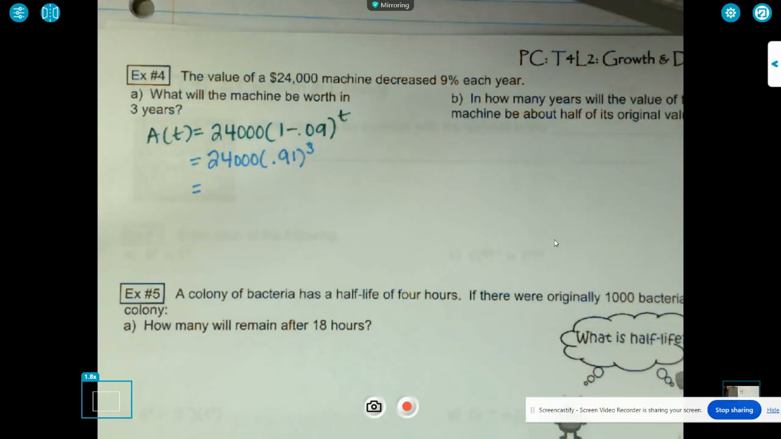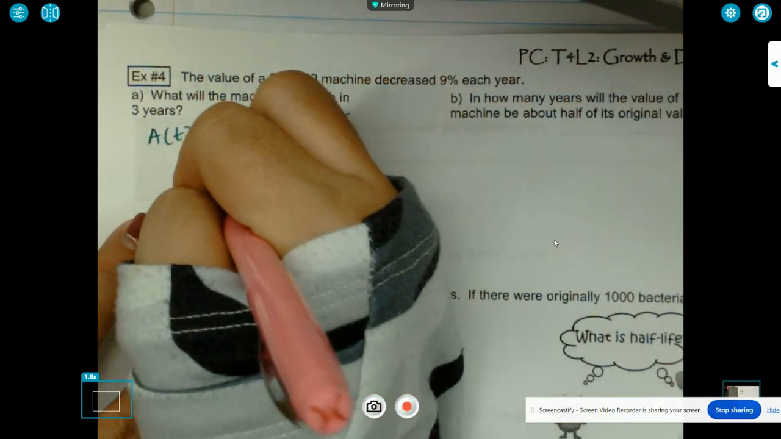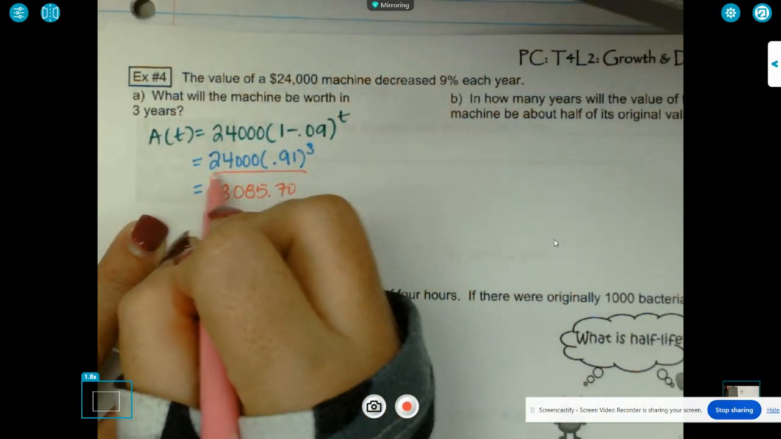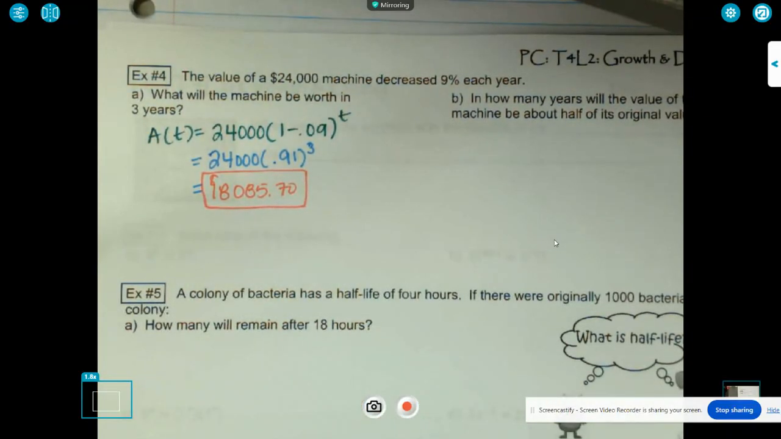What we got? 18,000. 18,085 and 70 cents. Something along those lines. Yes, no, maybe so. So it is worth $18,085.70 after 3 years. All right.